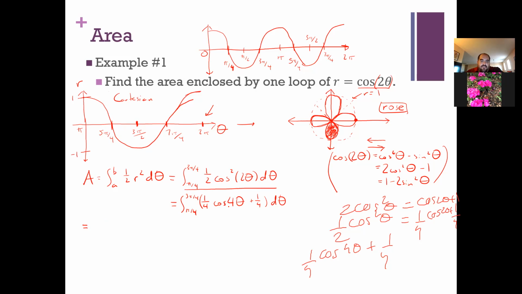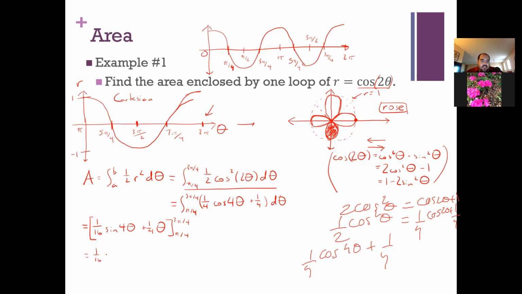All right. In that case, this is much simpler to integrate. So the integral of 1/4 cosine 4 theta is going to be 1/16 sine 4 theta plus 1/4 theta. And then once we evaluate at the limits, we are done.